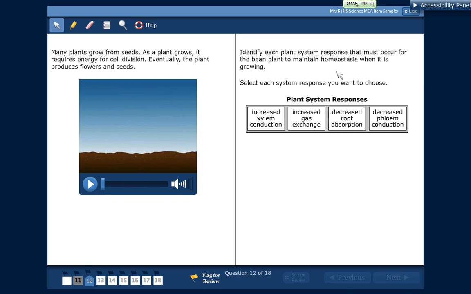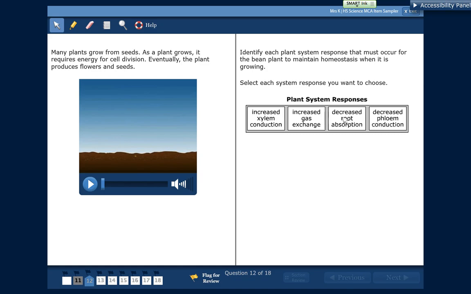So essentially what the question is asking, what does a plant need to survive? What does it need? Does it need decreased phloem? You need to know what phloem is. Phloem carries sugars, glucose throughout the plant's roots and leaves. It wouldn't make sense to decrease that, so we don't choose that.